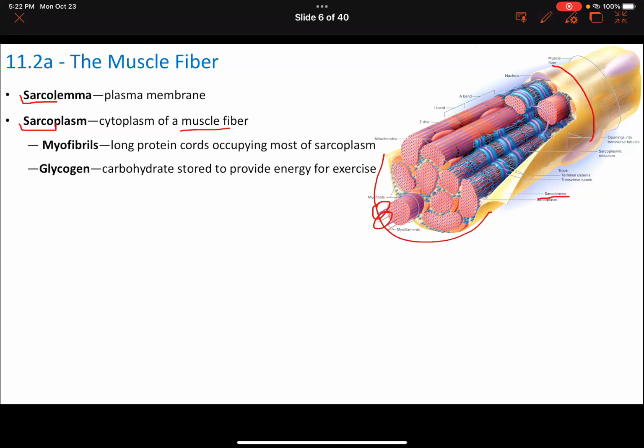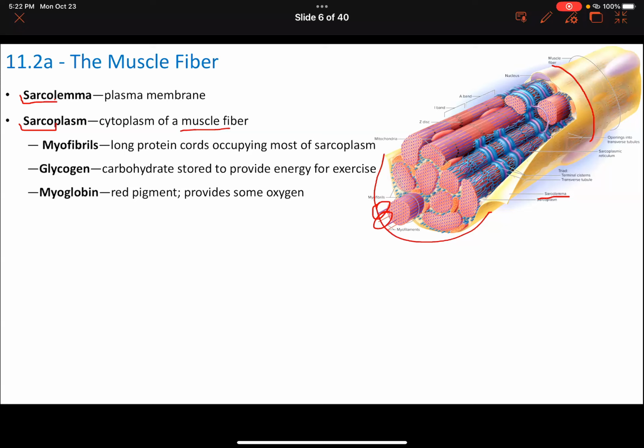There's glycogen. Because skeletal muscles are so active and are contracting quite often, they require a lot of ATP. Where do we get the most ATP? By using glucose. Glucose is stored in the muscle fibers as glycogen. Glycogen is a complex form of glucose, and this carbohydrate is stored in order to provide immediate energy for exercise.